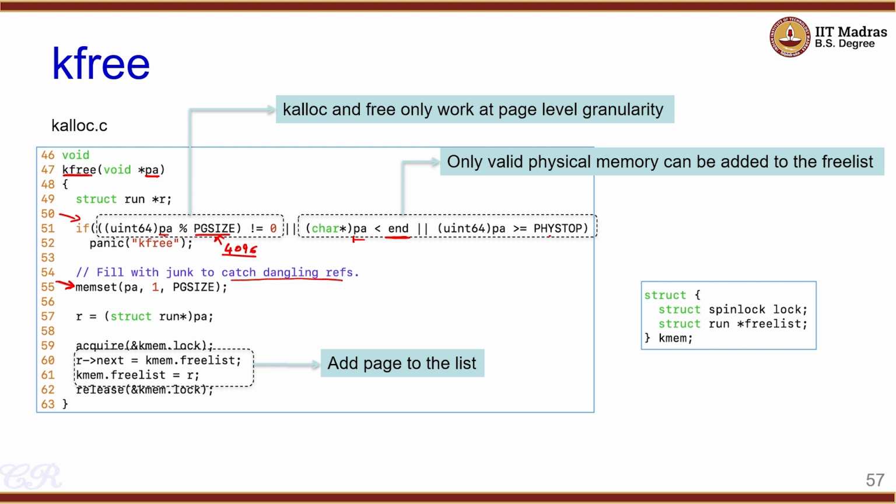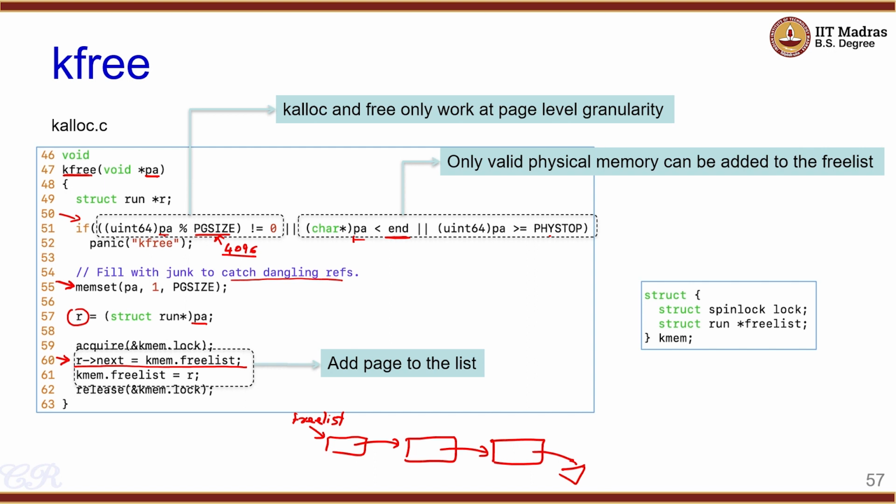So then what do we do? Important for us is this line. We are typecasting the physical address to R, and here is where we are adding this page which we are freeing into the free list. So our free list looks something like this. This is our free list pointer, and each of it is pointing to a page of 4 kilobytes.